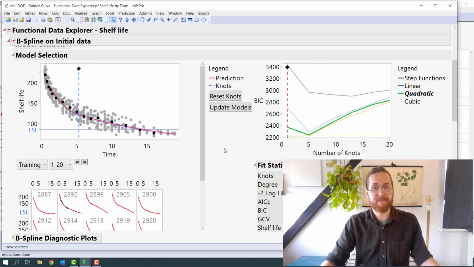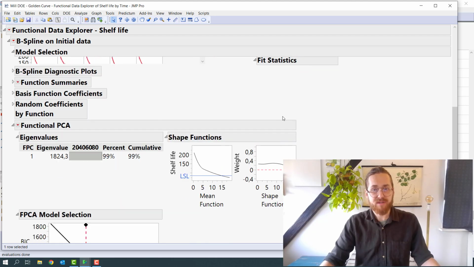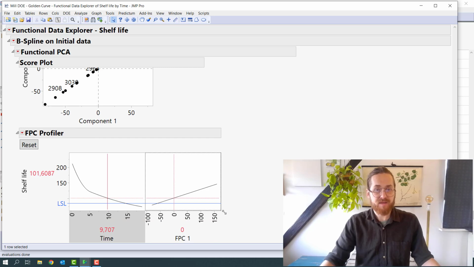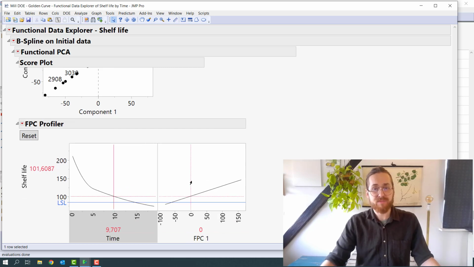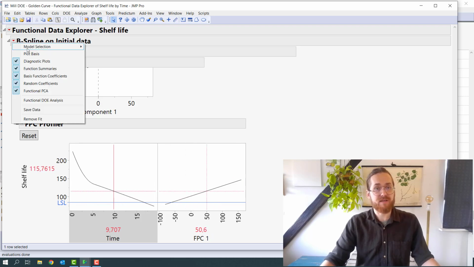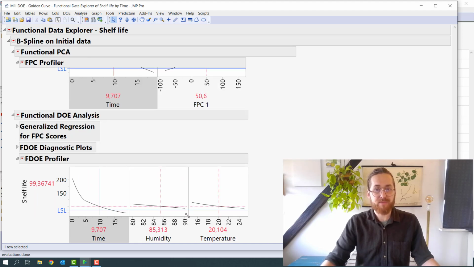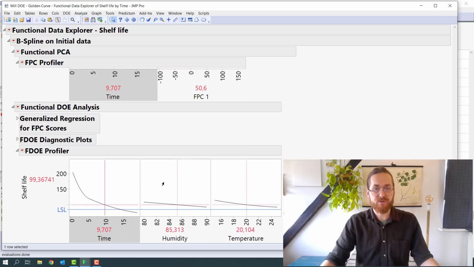Then we scroll down and we can see down here we have the FPC and time. So the high amount of FPC, the low amount of FPC. And if I then fit a functional DOE analysis to this, I get the last very important part where I link my parameters to the curve.